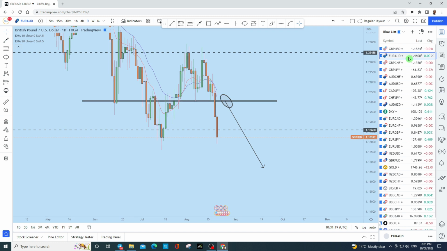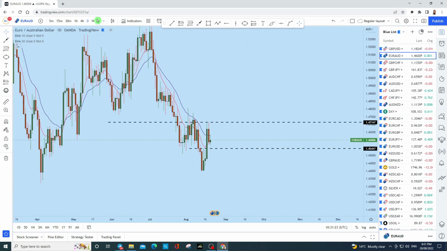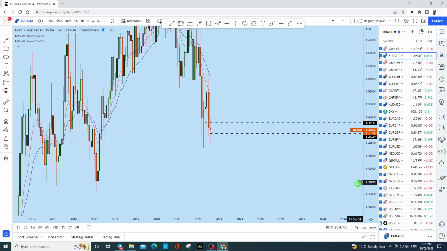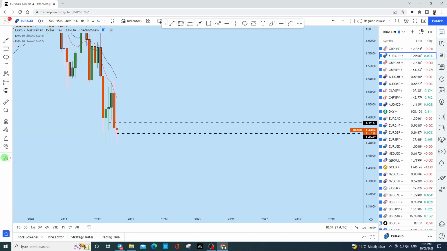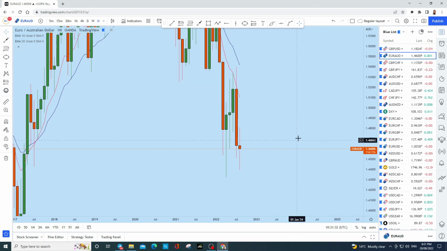So let's look at now EURAUD, how it is doing. First of all, as usual, we'll be starting with the monthly time frame to see the bigger picture. In all our analysis, we do the same, as you know. Now EURAUD, this is the monthly price action.